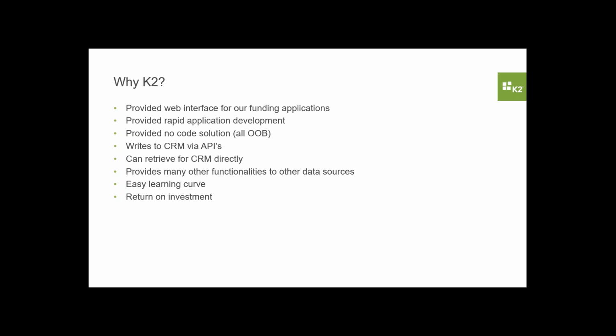Rapid application. We can't fault both systems for that. Provided a no-code solution all out of the box. As I say, I think we've only got 3 lines of JavaScript in CRM. K2 writes to CRM via the APIs, and we send stuff backwards and forwards. But when we retrieve information from the CRM, we find that it's probably faster using direct SQL rather than grabbing information through the APIs. So we focused on trying to keep the system smooth and fast.